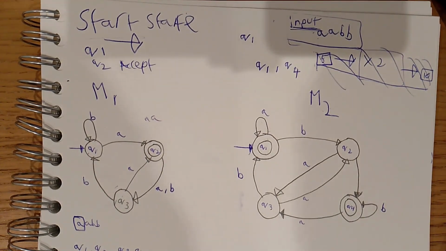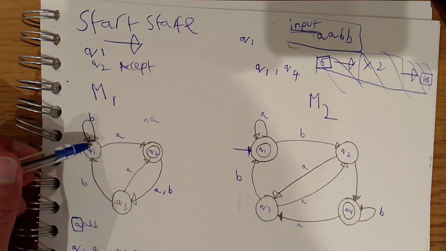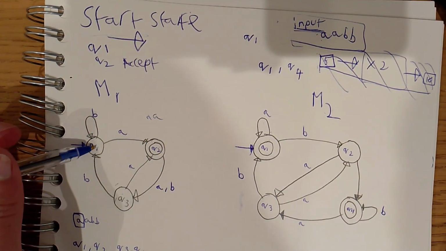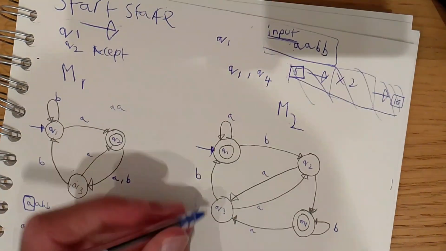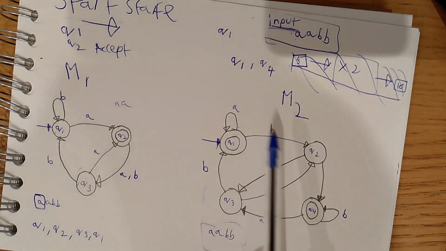That is the step-by-step of how we do it. It's a traversal. We follow it through. I need A, I need A, I need B, I need B. Okay? We understand. And this is the same for M2. So A, B, B. We can do this again.